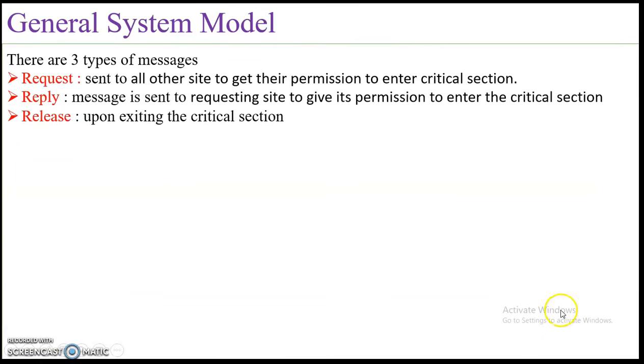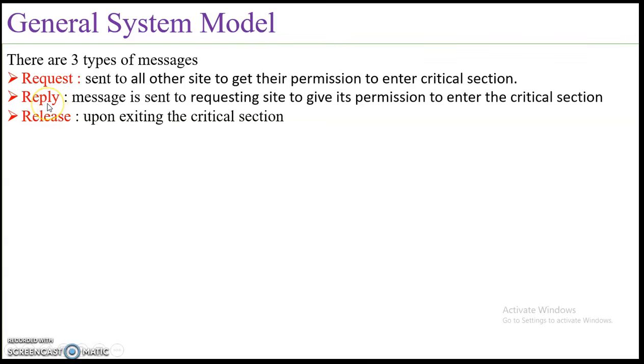So let us see the general system model before starting Lamport's mutual exclusion algorithm. Basically there are three messages involved to achieve mutual exclusion. That is request, reply and release. Request is sent by the process that wants to enter into the critical section. That particular process will request all other processes in the network, saying that I want to enter into the critical section, with its own timestamp.